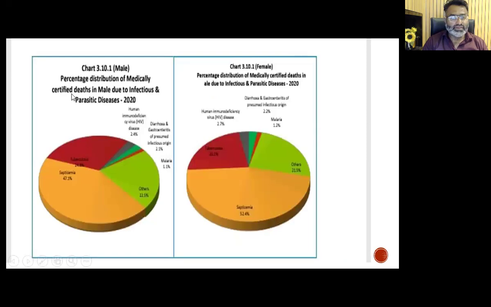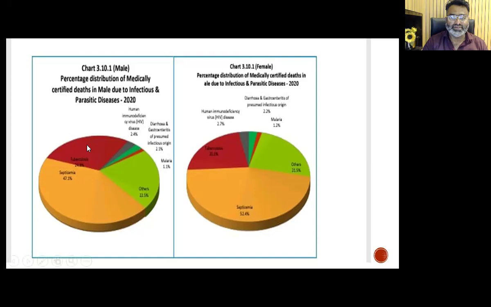Here, this shows the percentage distribution of medically certified deaths in males due to infectious disease. That's due to HIV, diarrhea and gastroenteritis, other causes, septicemia, tuberculosis, and malaria. Look at this septicemia. Whether the policymakers will be in a position to reduce this if you write septicemia? But if you write malaria, it is specific. Policymakers will be in a position to take some action.